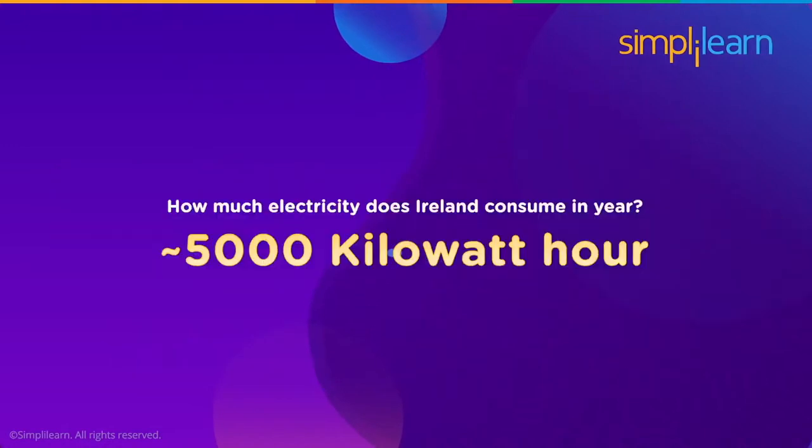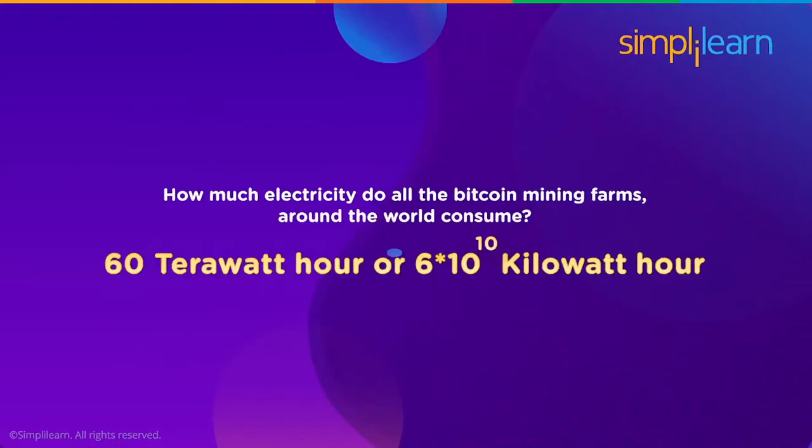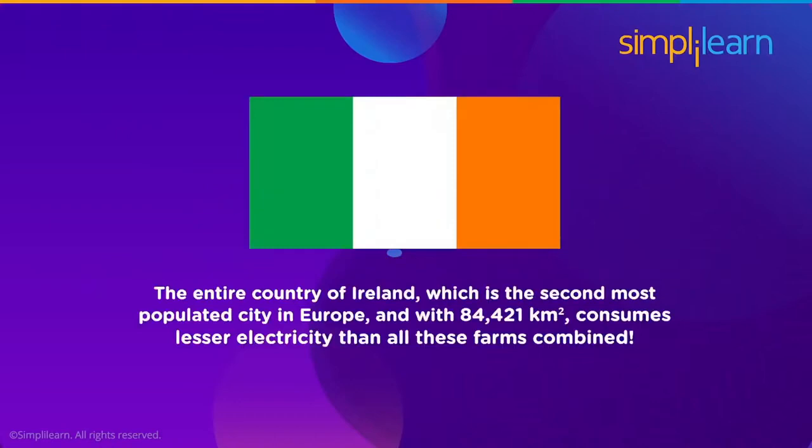Power consumption. Now, just imagine how much electricity Ireland consumes in a year. Approximately 5,000 kilowatt hour. Now, how much do you think all the Bitcoin mining farms together consume? 60 terawatt hours, which is approximately 6 into 10 raised to 10 kilowatt hours, which is a large amount of power. Now, the entire country of Ireland, which is the second most populated city in Europe and has 84,421 kilometers square of area, consumes lesser electricity than all these farms combined.